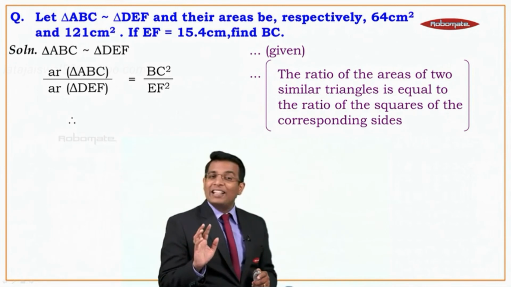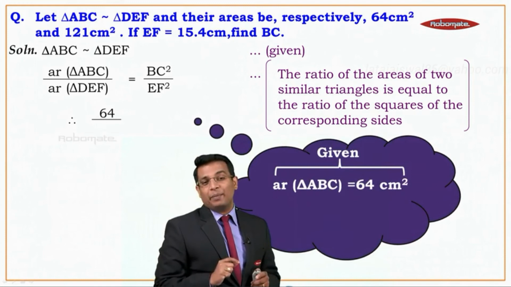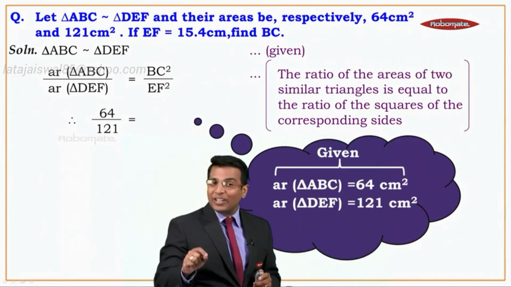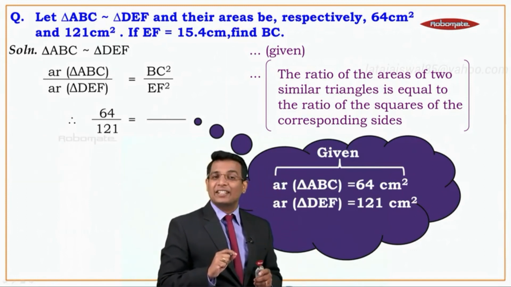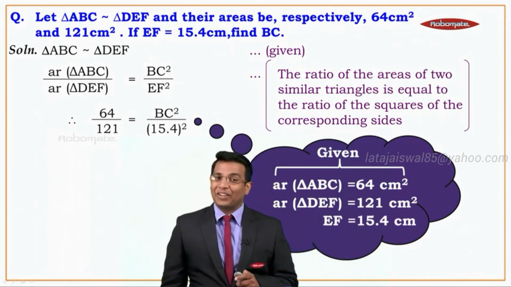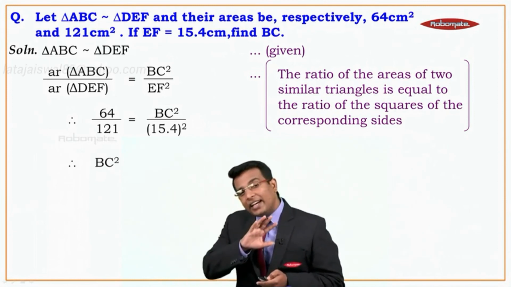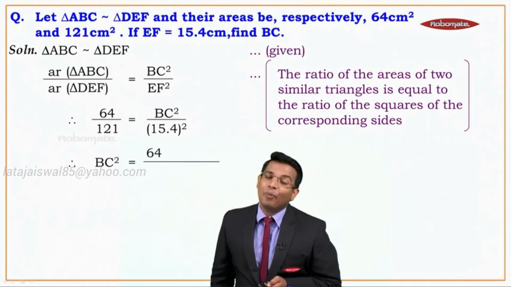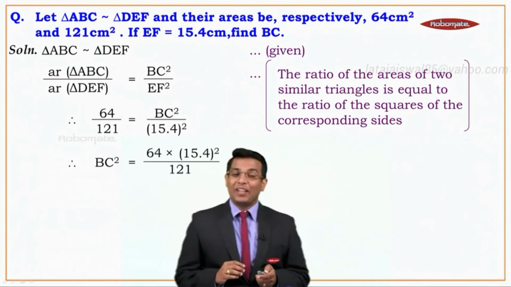We know that in the sum, we have been given that the area of triangle ABC is 64 centimeter square and the area of triangle DEF is equal to 121 centimeter square. So we substitute, that is equal to BC square upon EF square. Do we know BC? No, we keep it as it is. But do we know EF? Yes, that is 15.4. So we substitute that now. Substitution is done. Now let's solve it. We want BC square on one side, so we keep it there and take everything on the other side. So we'll get BC square equal to 64 into 15.4 the whole square upon 121.